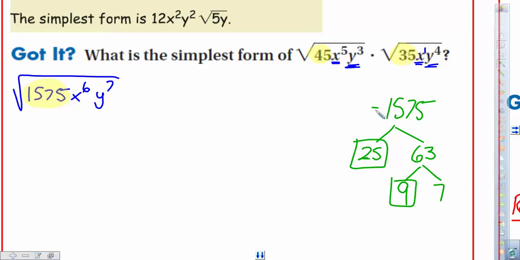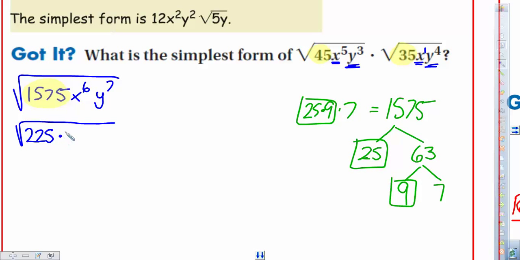So another way of expressing 1575, couldn't we call it 25 times 9 times 7? Or couldn't we really call this, and I'll write the result over here in blue, 1575 can be written the same as 225, think about where I got that from, times 7. Didn't I just get that by multiplying those two numbers together, 25 times 9? And if I do 225 times 7, I will get 1575 times x to the 6. I'm going to leave that one alone, right?